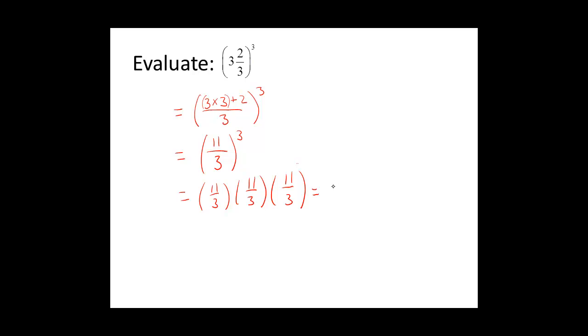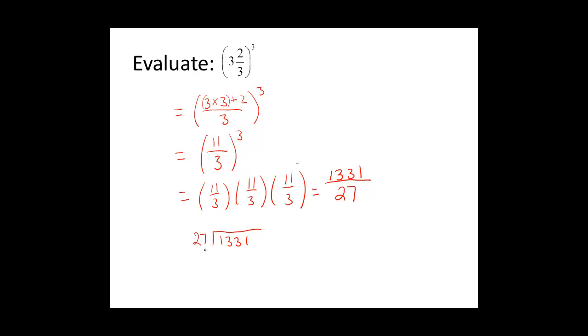Eleven times 11 times 11 is equal to 1,331. 3 times 3 times 3 is equal to 27. So our answer, as an improper fraction, is 1,331 over 27. We can write it as a mixed number by putting the top number under the division sign.